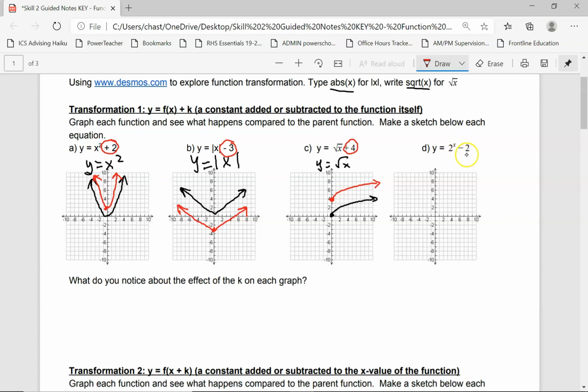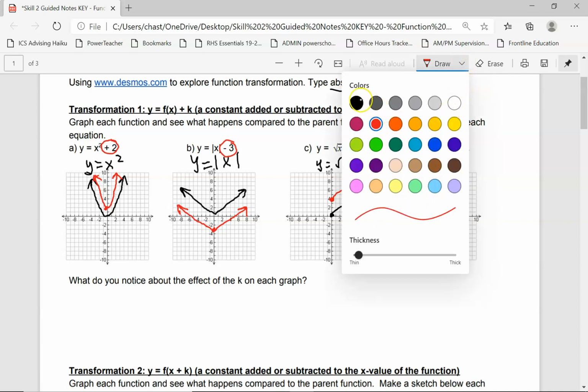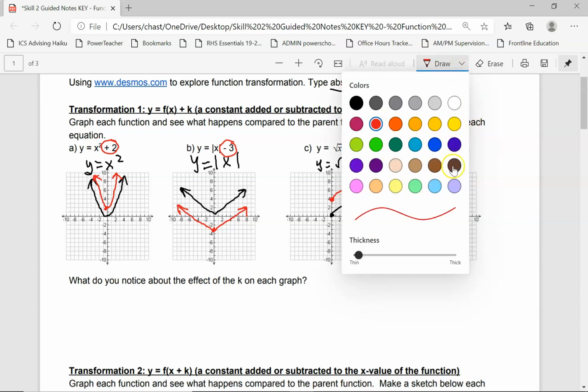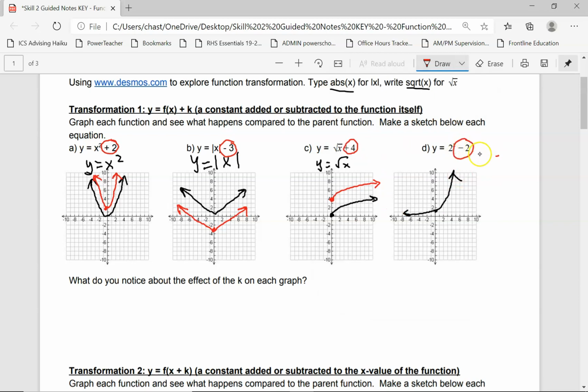Y equals 2 to the x minus 2. The parent function for 2 to the x, you may remember, is the one that has a y-intercept of 1. It kind of did this. Well, let's talk about what happens if we put that minus 2 at the end. That just means that we're going to take this point here and shift it down 2.